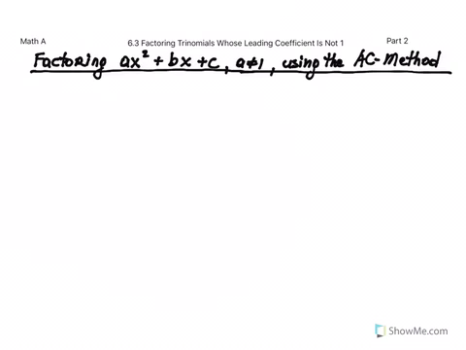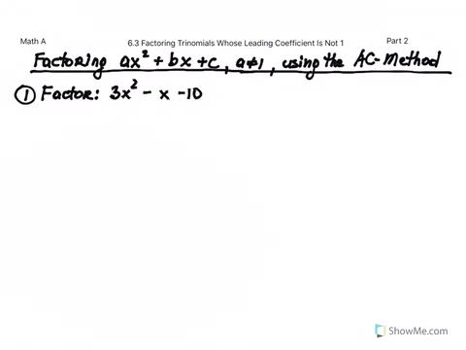Section 6.3. Factoring trinomials whose leading coefficient is not 1. Part 2. In this lesson, we continue factoring trinomials with leading coefficient not equal to 1, but I would like to introduce another method to you. This method is called the AC method or factoring by grouping method. Let's see how it's done using an example.